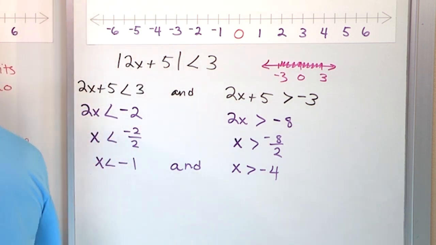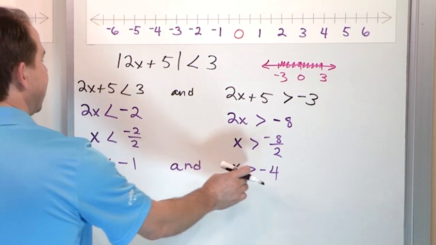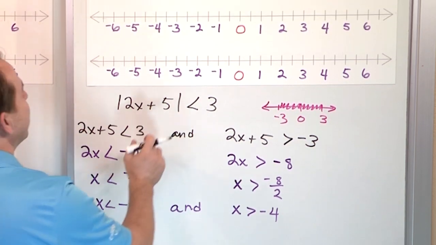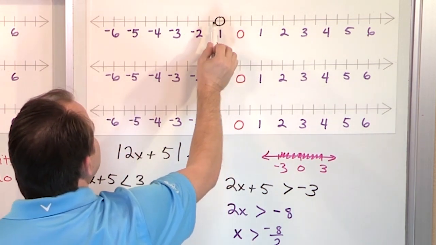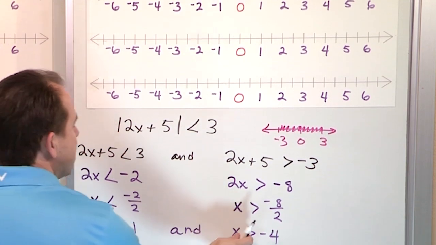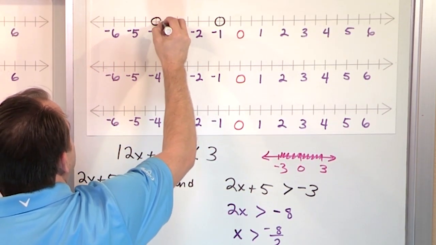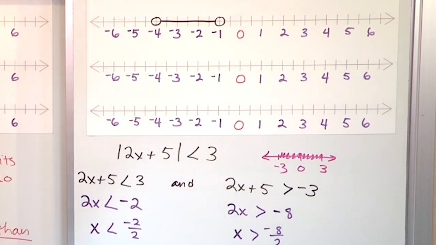The easiest way to tackle that is to go up and try to graph it. Neither one of these guys has an equal to sign, so they're going to be open circles. We're saying less than negative 1, so we go up here and we put a circle on this guy. Less than negative 1 means we would be going this way, but greater than negative 4, which means we have an open circle here. Greater than negative 4, less than negative 1 means we're shading that interior region there.